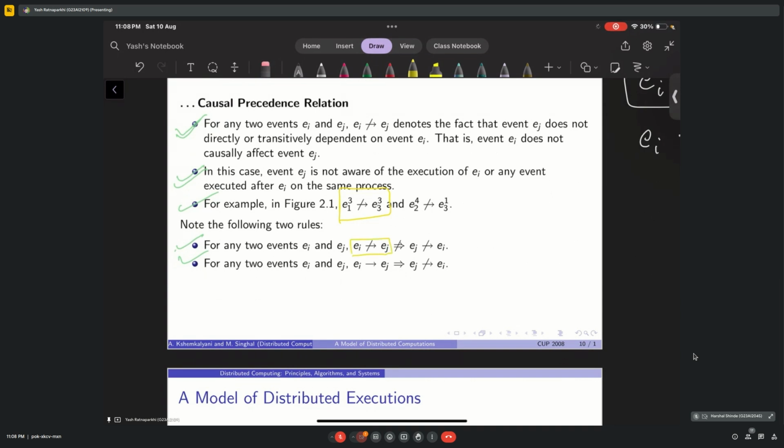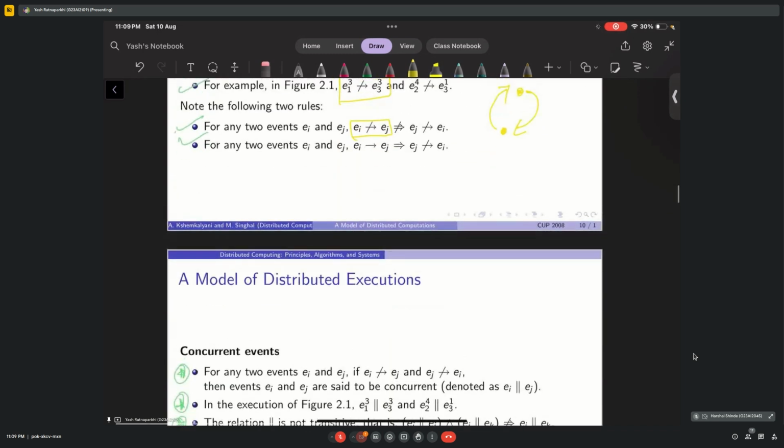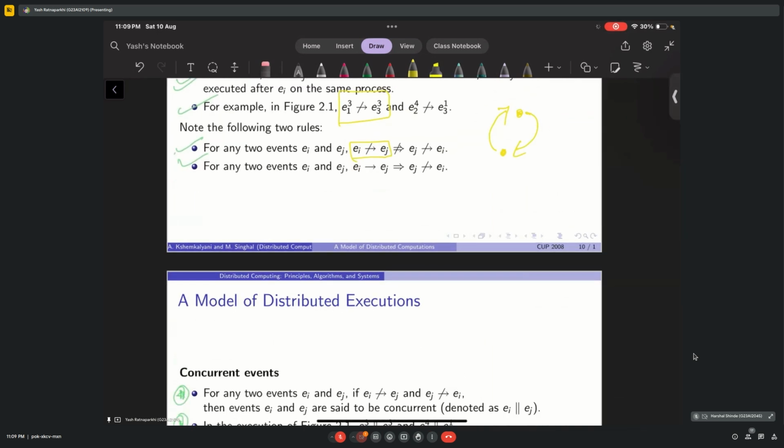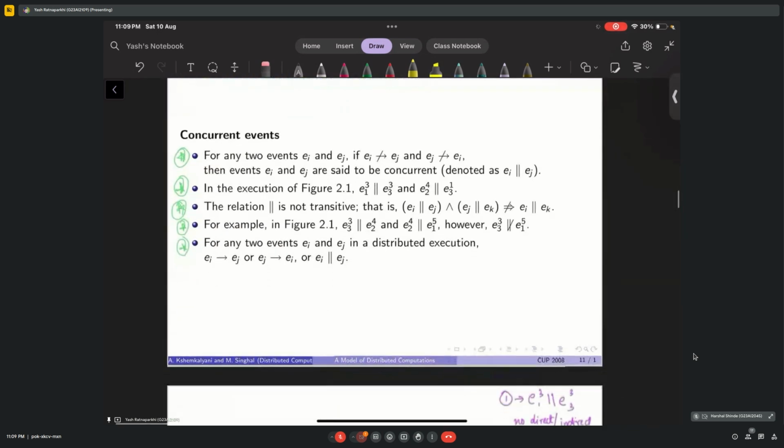EIJ does not imply EJI. I'm saying that if this is not dependent on this, it does not signify that this is not dependent on it. You can work around it later, it is not that important. But if you face some issues, I'll be there to help you, because I have that understanding, so I'll be in a position to help you in that case.